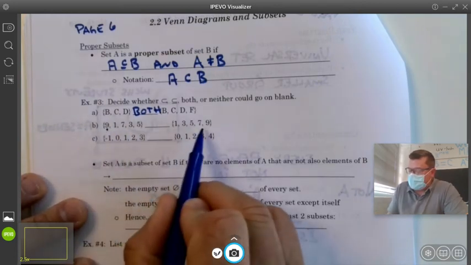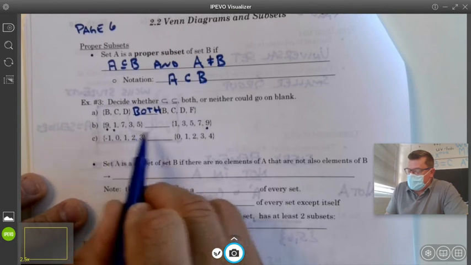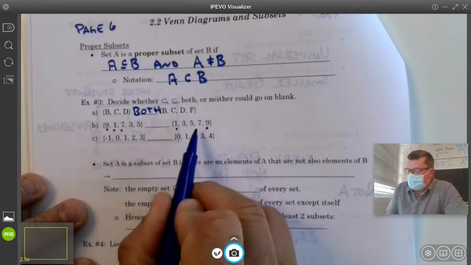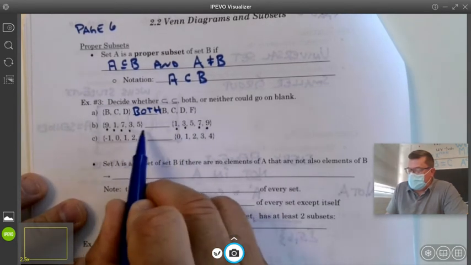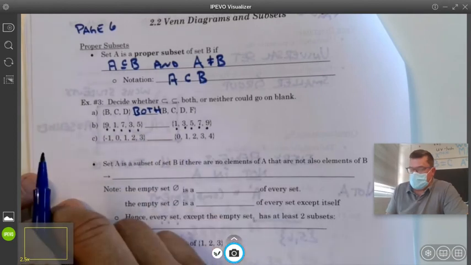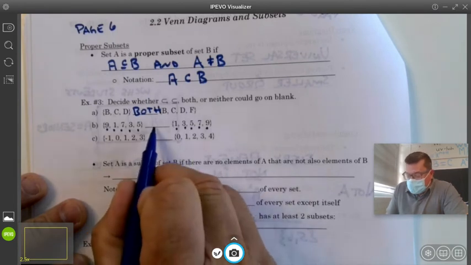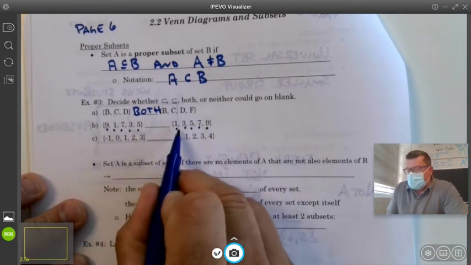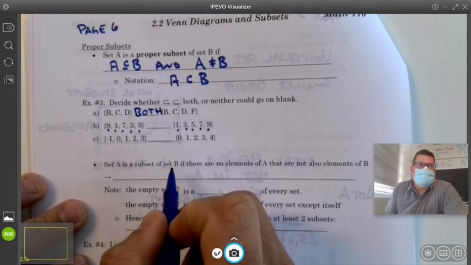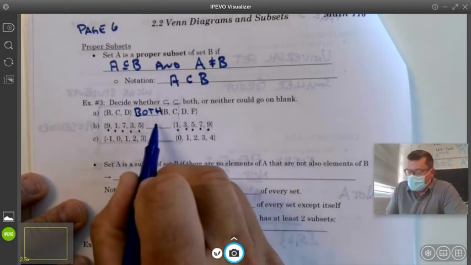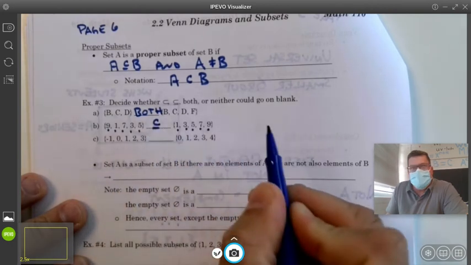9, is it over there? Yep. 1, is it over there? Yep. 7? Yep. 3? Yep. 5? Yep. Everything's accounted for. So all sets are subsets of themselves. Is this a proper subset? Since it's itself, it is not proper, it is only a subset.